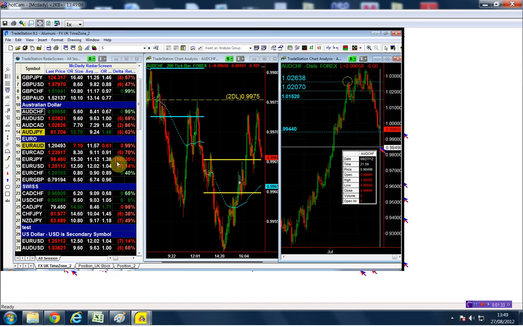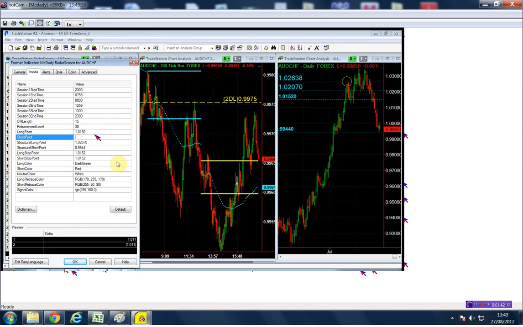So let's keep it simple. We're going to go short below 99.44. It is going to be our structure short point, and of course in this case, to remain consistent, it is going to be our stop.